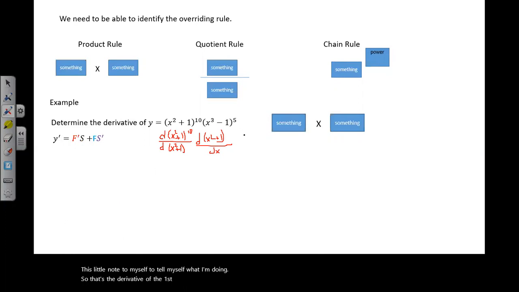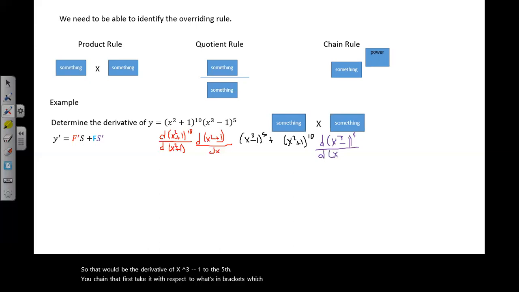That gets multiplied by the second term. So that's our x cubed minus 1 to the 5th. Then we add the first term, x squared plus 1 to the 10. And that gets multiplied by the derivative of the last term. Ooh, there's a lot going on. So hopefully you know your rules by now. So that would be the derivative of x cubed minus 1 to the 5th. You chain that. First take it with respect to what's in brackets, which is your x cubed minus 1. And then multiply that by the derivative of x cubed minus 1 with respect to x.